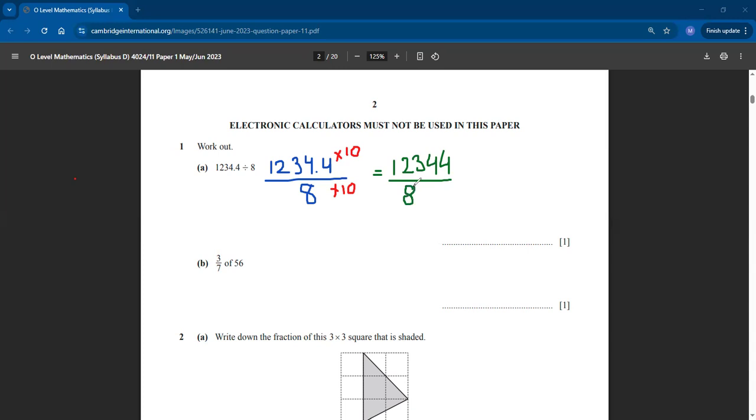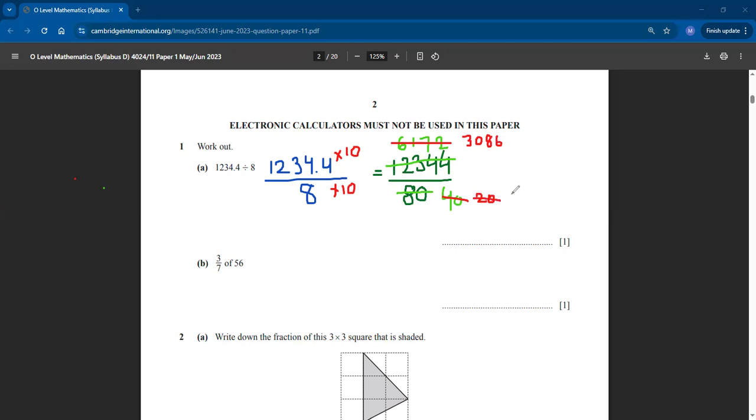Now, let's find a common factor in the numerator and denominator. I know that both the numerator and the denominator are even numbers. So let's try dividing both of them by 2. 80 divided by 2 is 40. 12344 divided by 2 is going to be 6,172. Now they can further be divided as well. 40 divided by 2 is 20. Then 6,172 divided by 2 is going to be 3,086. We can further divide it.